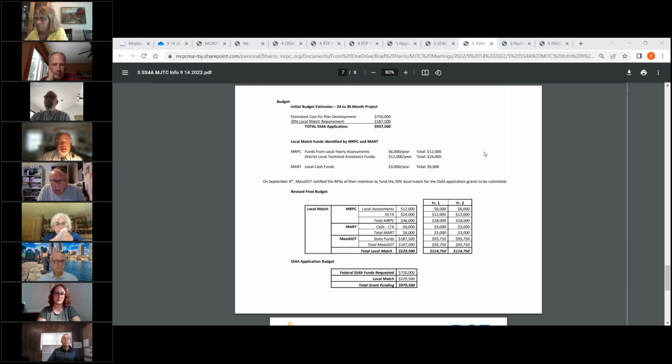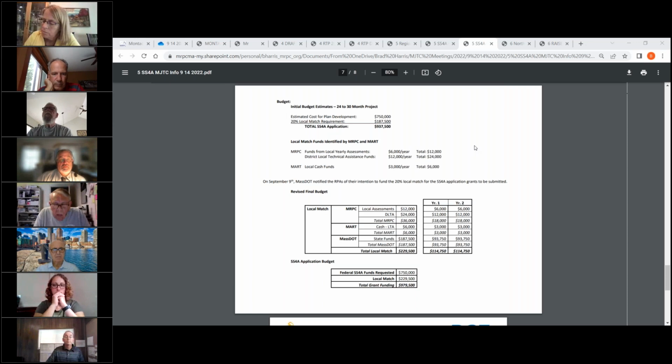So with those parameters, I developed a budget based on asking for $750,000 from US DOT. A 20% match for that would require a match of $187,500. So initially I was looking at a $937,500 grant application. And speaking with MART and the fiscal staff here at MRPC, we identified some potential local matching sources that could help us meet that 20% match. On the MRPC side, we looked at our local yearly assessment and trying to take $6,000 per year from that assessment. That would be a total of $12,000 as a match on the local assessments.